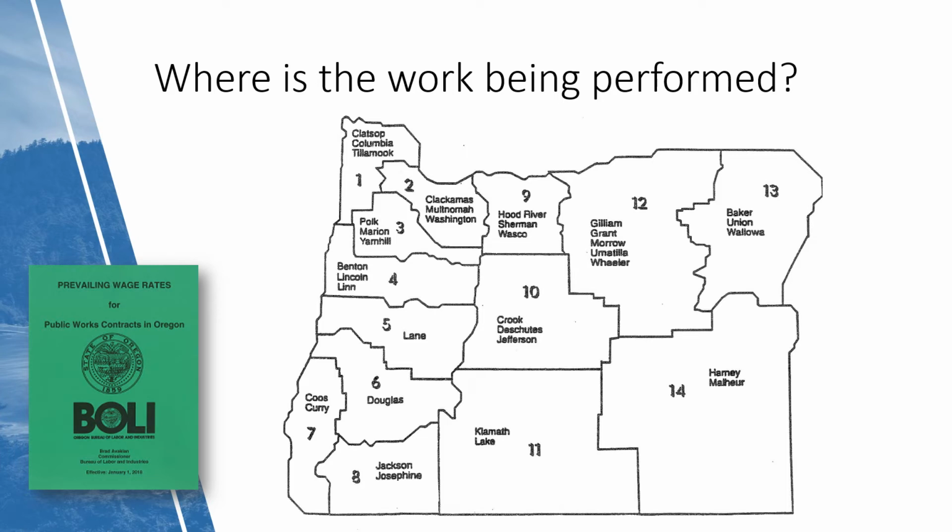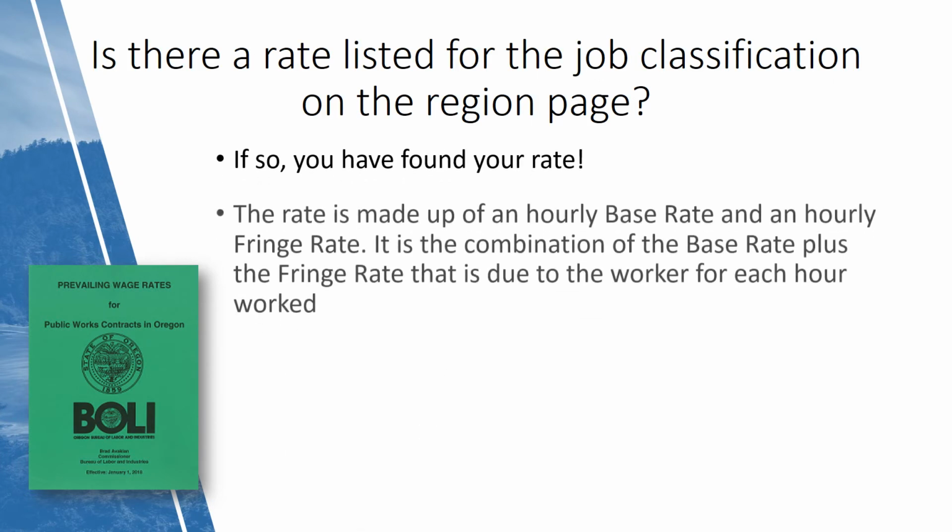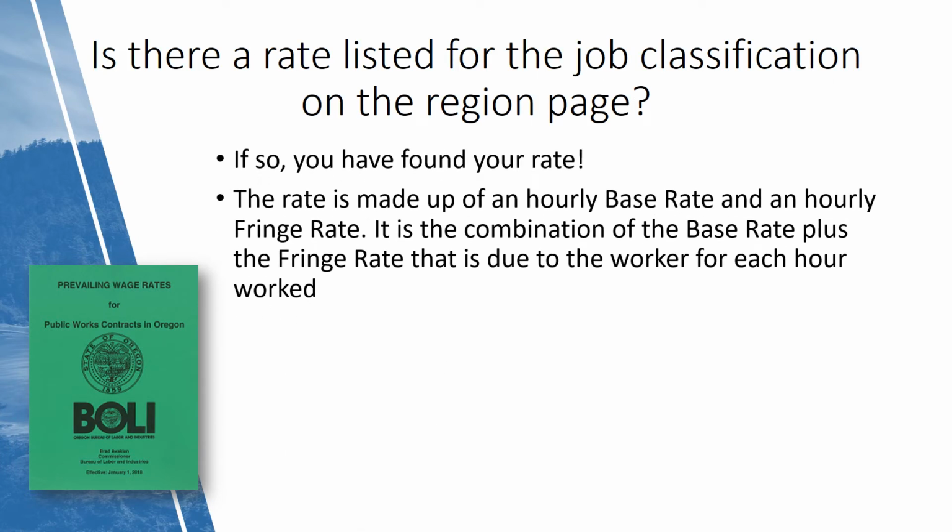To find which rates apply, you'll need to know where your project is located. Find the region number associated with the county where the project is taking place, and then turn to the appropriate region in the rate book. Next, find the classification that you are looking for in the list of occupations. Is there a rate listed next to the classification? If so, then you've found the applicable prevailing wage rate. Use this rate, both the basic hourly rate and the fringe rate. It's the combination of these two rates that make up the hourly prevailing wage rate.